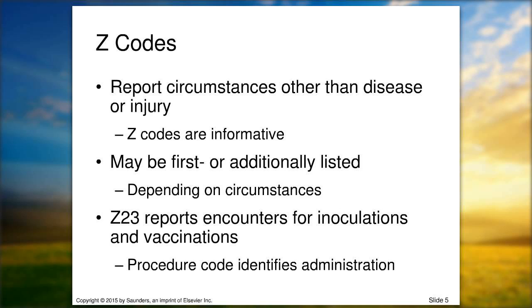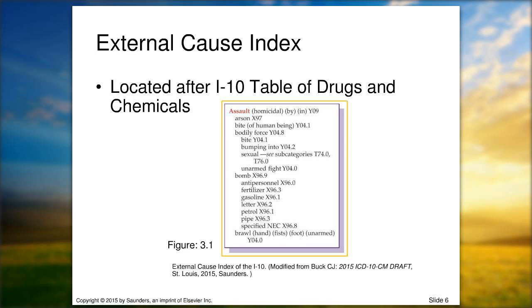The Z codes report circumstances other than disease or injury. The Z codes are informational. They may be first or additionally listed, depending on the circumstances. Your Z23 codes report encounters for inoculations and vaccinations. This is where that procedure code identifies the administration.